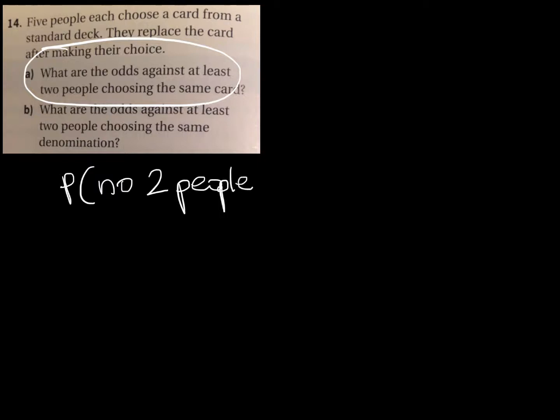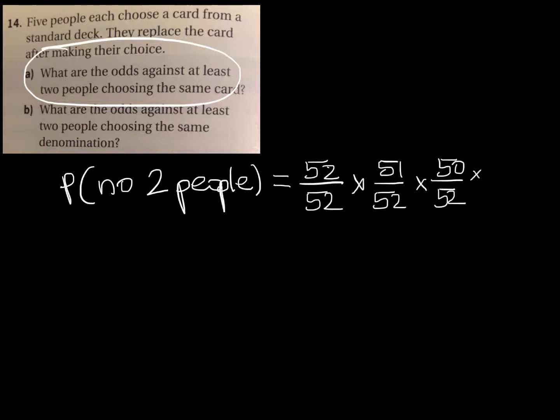choosing the same card? Okay, so in order to do that, let's think about the first person, right? The first person can pick any card that they want, right? So really, it could be 52 out of 52. It could be any card. But then the second person just can't pick the card that the first person got. So really, that person can only choose 51 out of 52 cards. And then the third person can't pick either of the two cards that the first two people picked, right? So that's why they're at 50 cards. Okay, and then we just keep doing that. So that's 49 out of 52 and 48 out of 52.